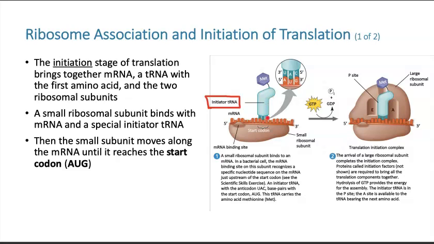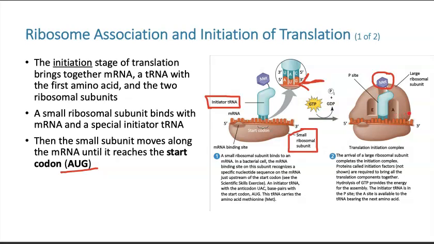scans along this RNA until it finds the start codon. Now the start codon is always AUG, and the amino acid that's found on the start initiator tRNA is always MET or methionine. So again, what we have in this first step is the mRNA binds to the small subunit of the ribosome, and then our initiator tRNA comes along and scans along till it finds the start codon, which is AUG, and that's the first step.